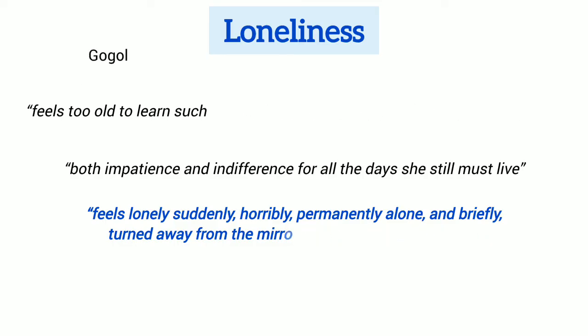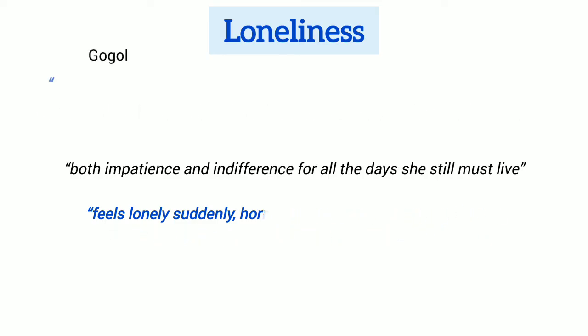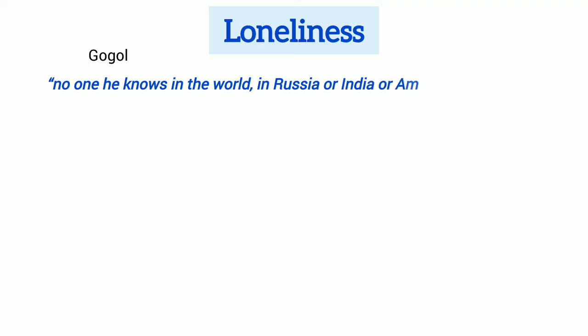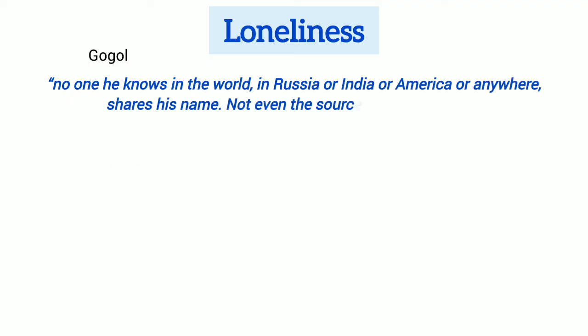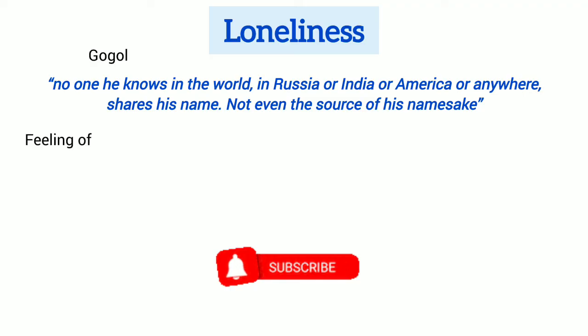Gogol, too, experiences detachment, realizing no one he knows in the world, in Russia or India or America or anywhere, shares his name. Not even the source of his namesake. Even in the company of Maxine or Moushumi, Gogol senses a familiar feeling of exclusion.